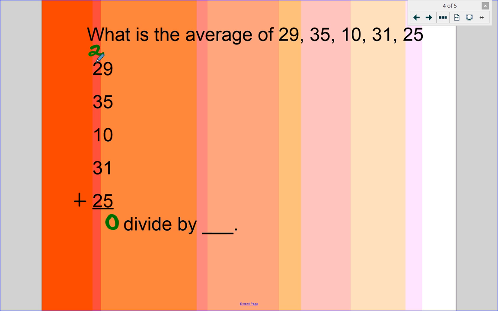2 and 2 is 4. 3 more is 7. 7 and 1 is 8. 8 and 2 is 10. And 3 more is 13. So I have 130 there.